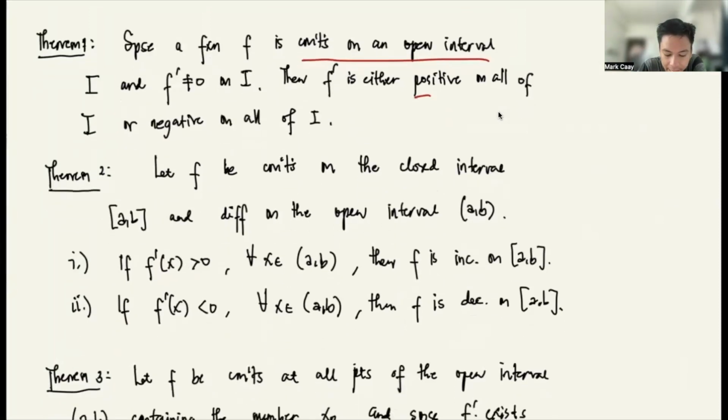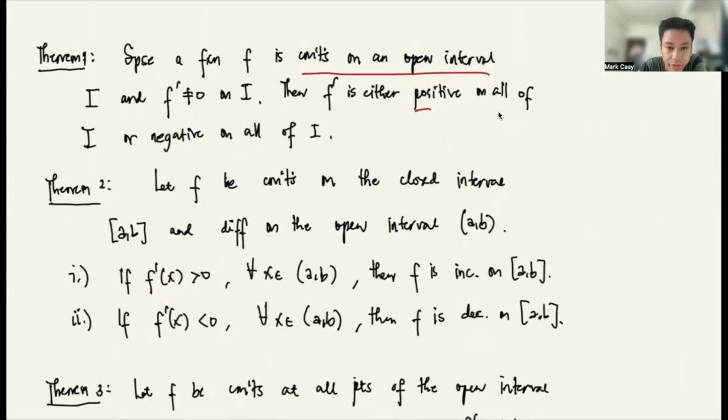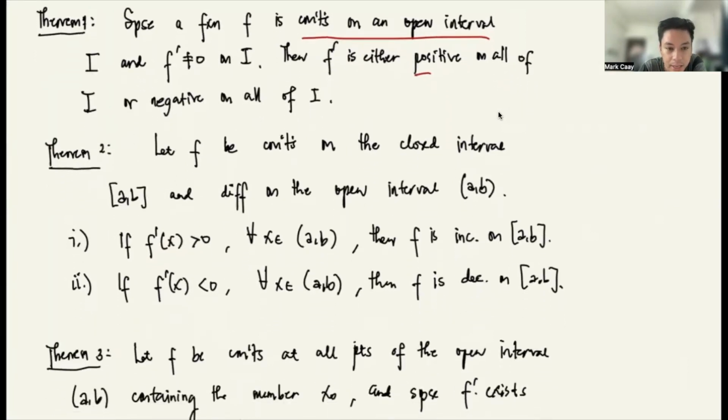Okay, number 2. Let f be a continuous function on the closed interval. So your closed interval here is [a, b], and differentiable on the open interval (a, b). So this is open and this is closed. So in that case, if f prime of x is greater than 0, lahat ng x na ipa-plug in mo coming from your (a, b) mas malaki sa 0, automatically your f is increasing on that interval. And if ever ipa-plug in mo yung x sa f prime of x, so lahat ng x sa open interval is less than 0, then automatically f is decreasing.